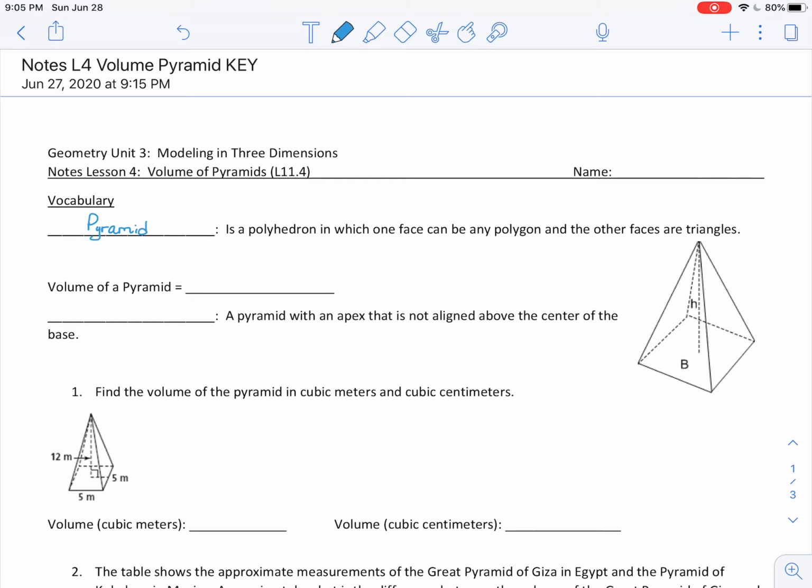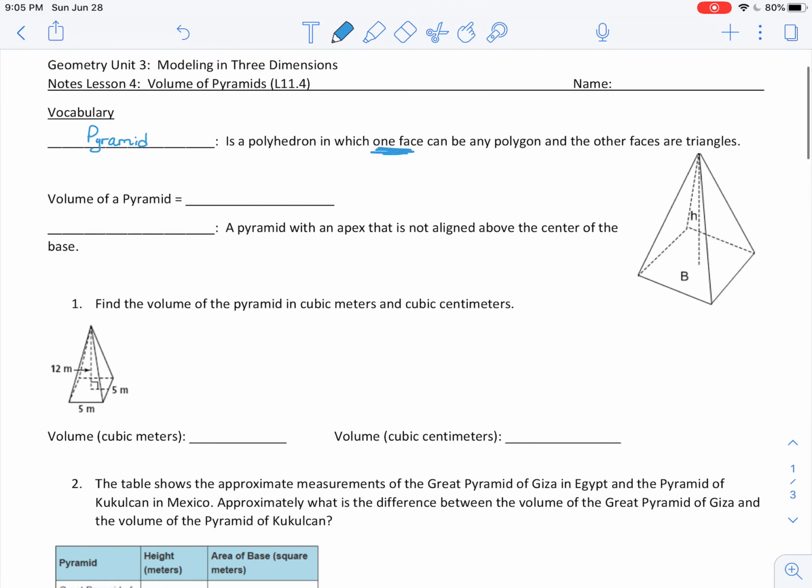It's a shape where the bottom, usually it can be flipped over on its side, but the bottom can be any polygon, where you're typically going to look at squares. The other faces are all triangles, though. That's how they come to a point. The formula for the volume of a pyramid is still going to use area of the base times the height, but you're going to have to take a third of that.